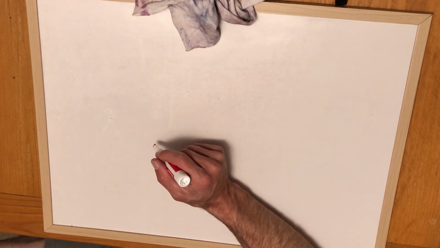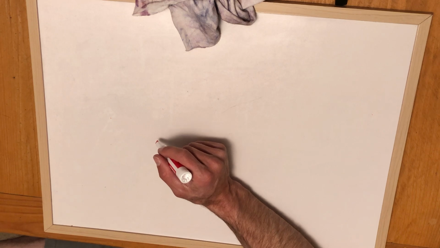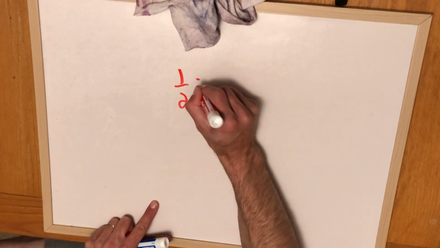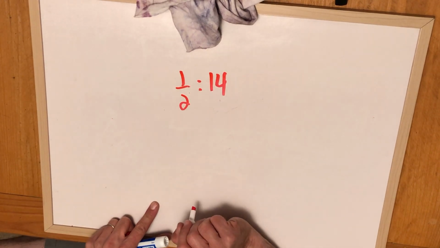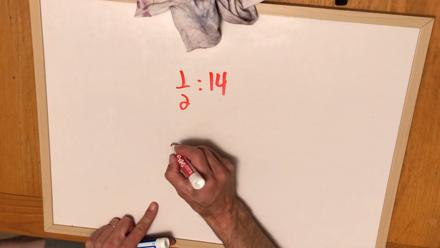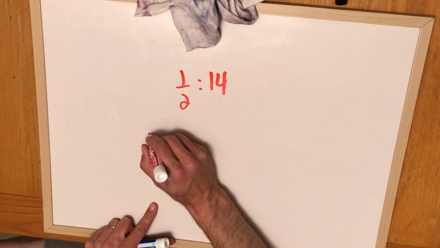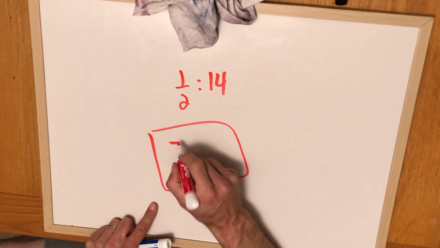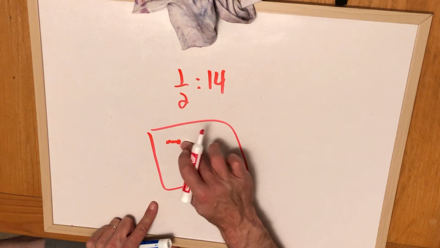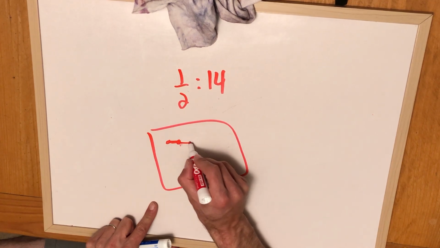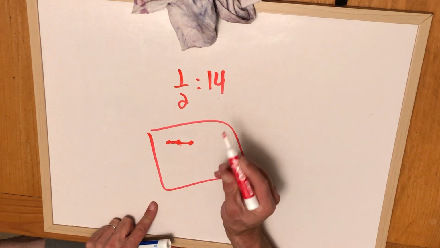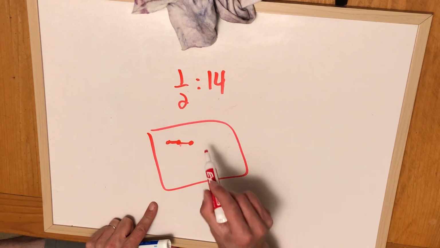Okay, number 17, a map has a scale of 1/2 inch to 14 miles. So for every 1/2 inch, it represents 14 miles. So on a map, let's say here's your map right here, and this is 1/2 inch, the distance from here to here. This is technically 14 miles. If you have another 1/2 inch, which is 1 full inch, it equals twice that, which is 28 miles.